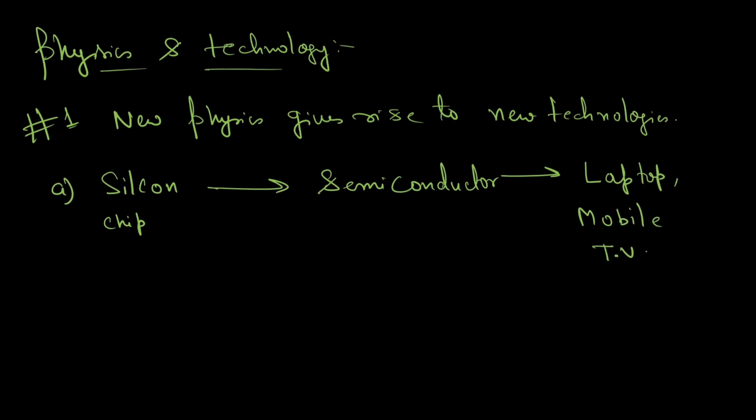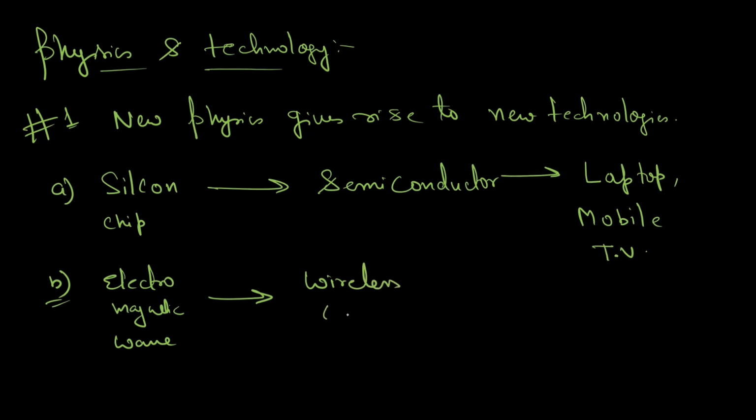Scientists are studying something. What will they study? Oh, with the help of this, we can create this. So new physics gives rise to new technology. Second point, you can see electromagnetic wave. They have studied this topic. So they studied electric and magnetic topics, and with the help of this they created wireless communication.